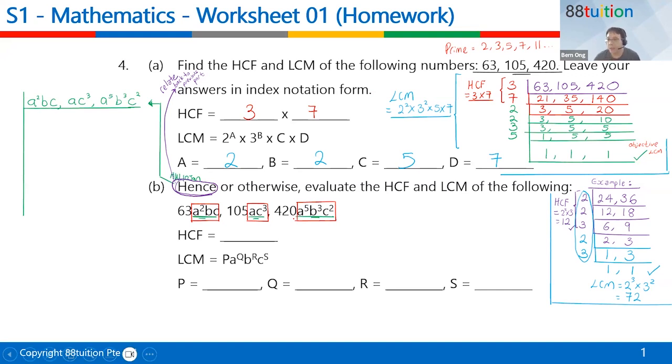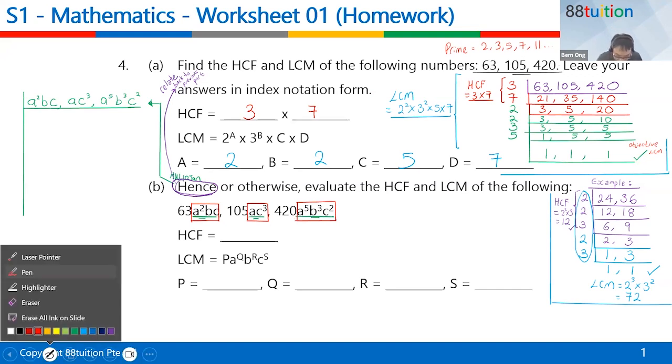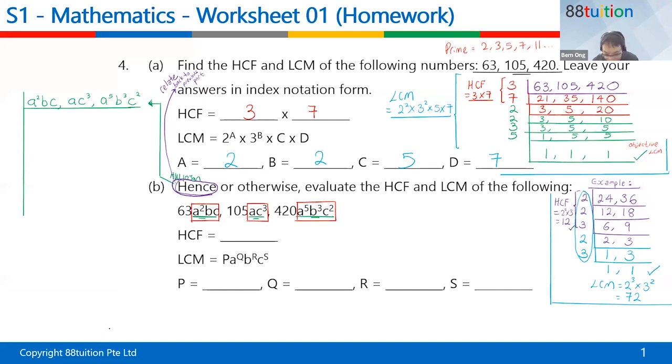So what do you see? As you can see, the word hence means you have to relate to part A. And part A is talking about these 3 numbers, 63, 105, and 420. Can you see that these 3 numbers appear here also? So let's follow the color coding. The purple is the numbers 63, 105, and 420, which has already been done in part A. Is that okay?